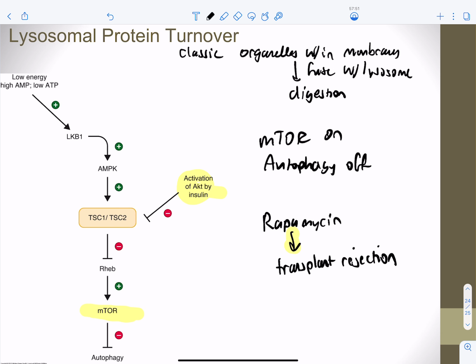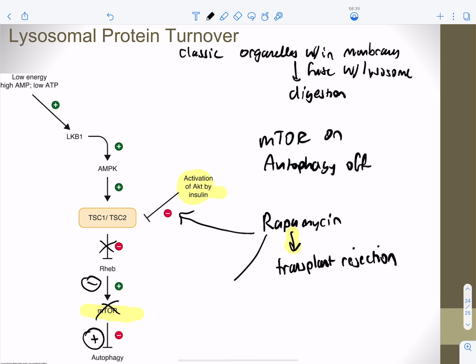Okay, and it was shown that rapamycin is going to impact the mTOR pathway. Rapamycin actually impacts it right here. It does the opposite of insulin. So rapamycin is going to block AKT or insulin, and then it's going to block this pathway here. You're going to get inactivation of Rheb and inactivation of mTOR, and then activation of autophagy.